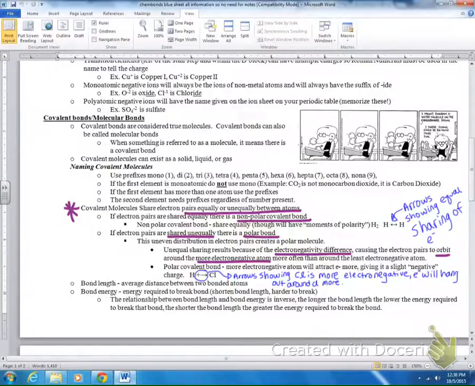Bond length is just the average distance between two bonded atoms, and bond energy is just the energy required to break bonds, so the shorter the bond length, the harder it is to break. This relationship is inverse, so the longer the bond length, the lower the energy. The shorter the bond length, the greater the energy. So there's our bond types, and then there's our bond length and bond energy information.